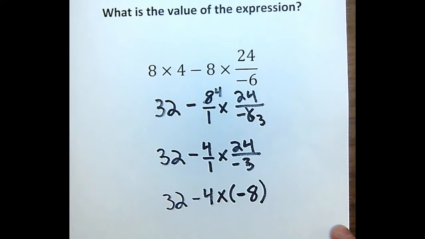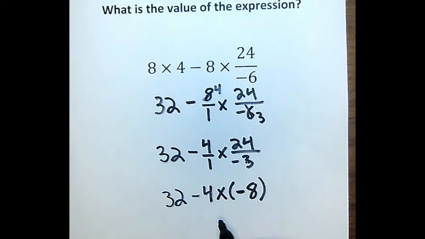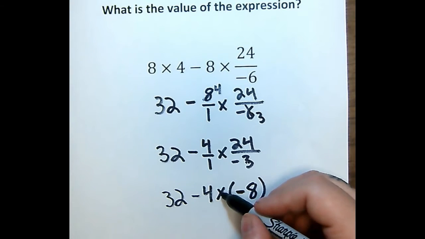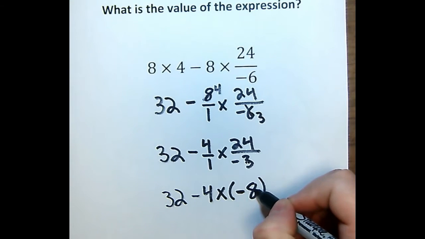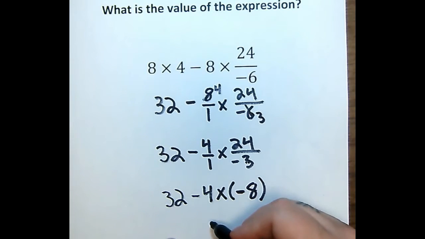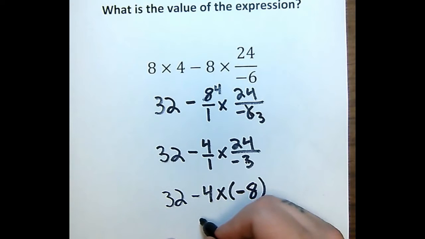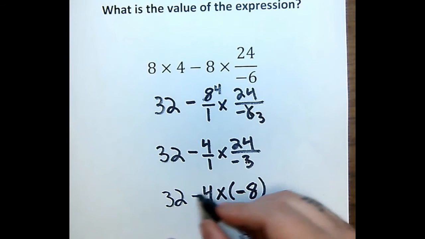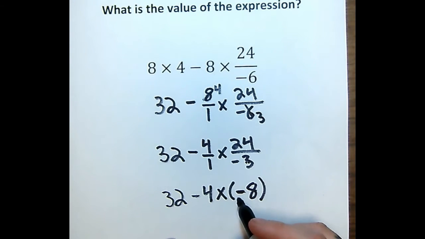Okay, now we're almost there. We just got a couple more operations. We still got to use order of operations, so our multiplication needs to come first. Okay, so here we have 4 times a negative 8. So 4 times negative 8, like I said, I always like to do my signs first, so I don't get them wrong.